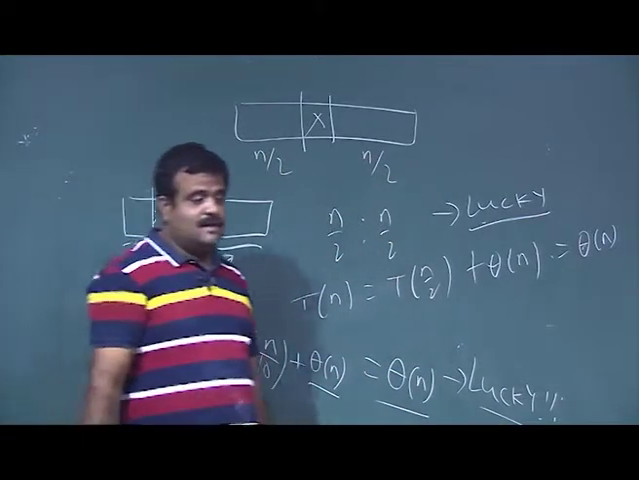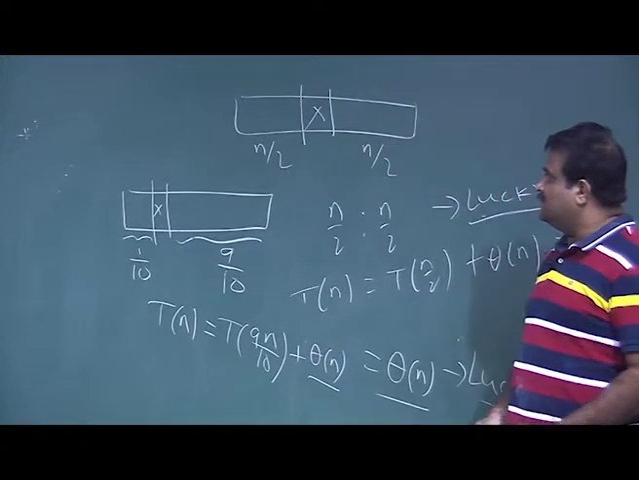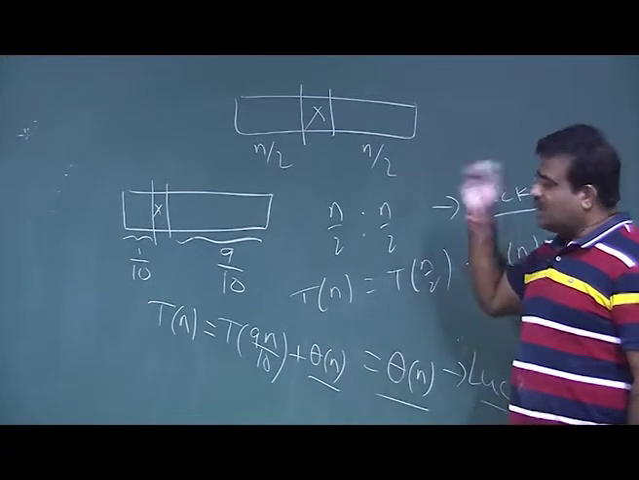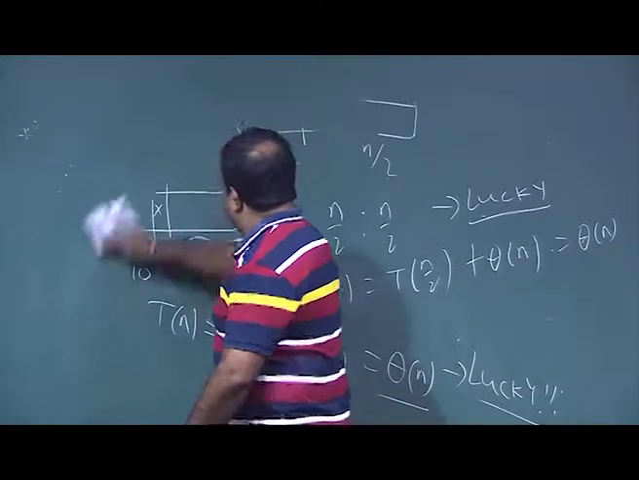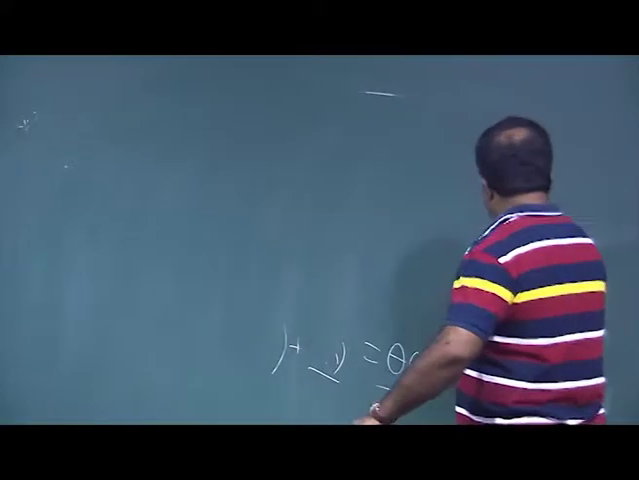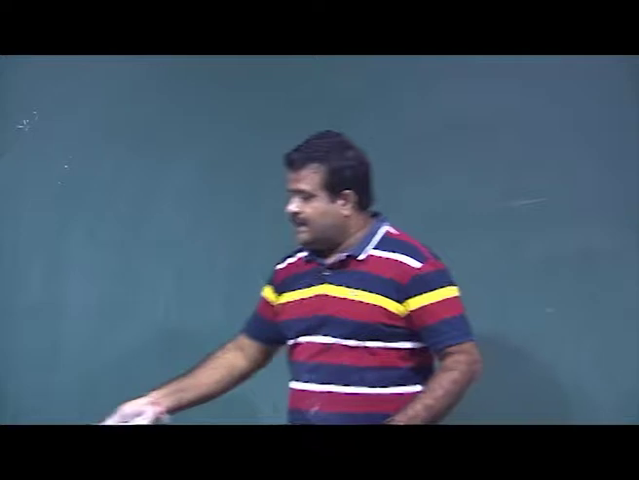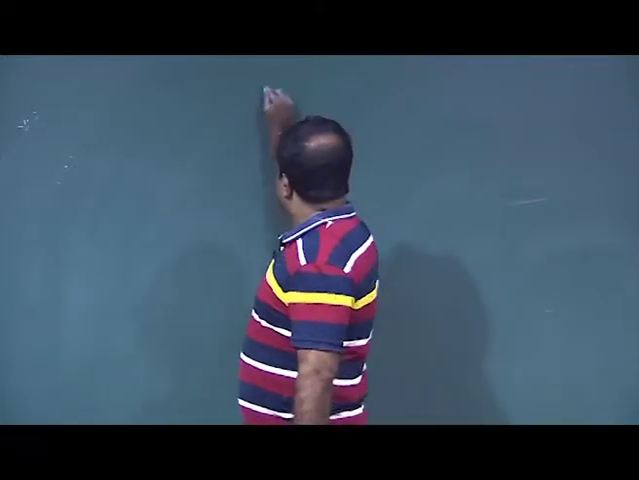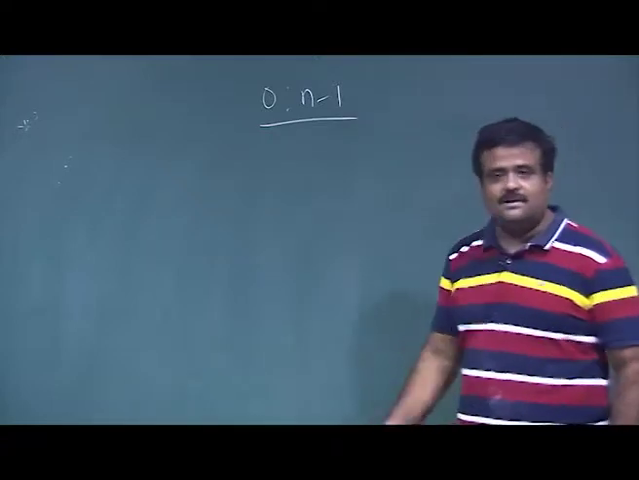But when is the unlucky case? What is the worst case of this algorithm select? The worst case is basically if we choose our pivot as the minimum or maximum. Then what is the partition? Then the partition will be 0 is to n minus 1. That is the worst case.